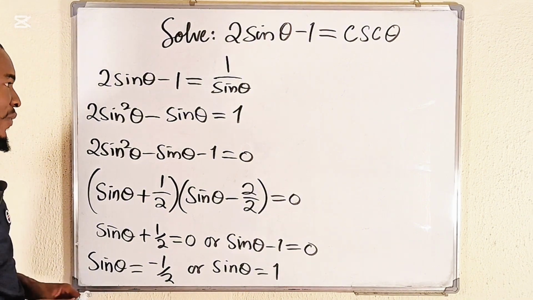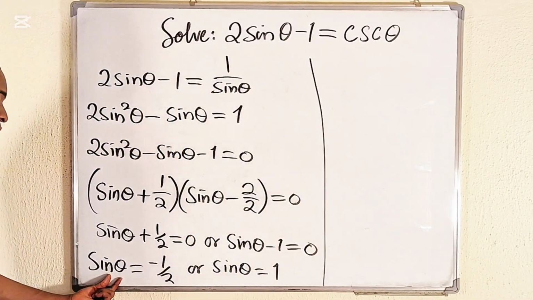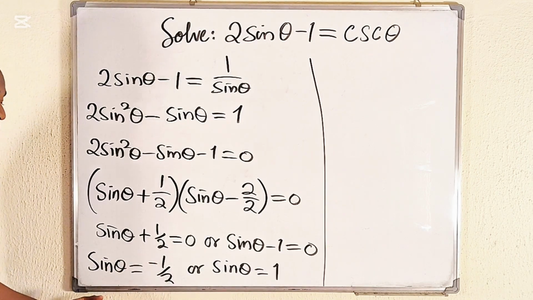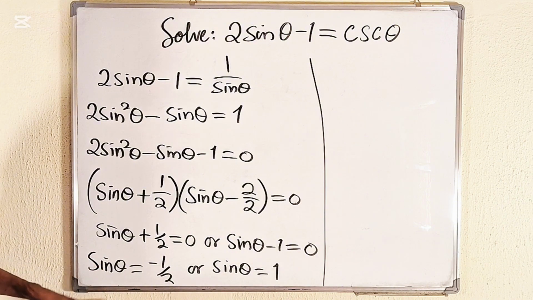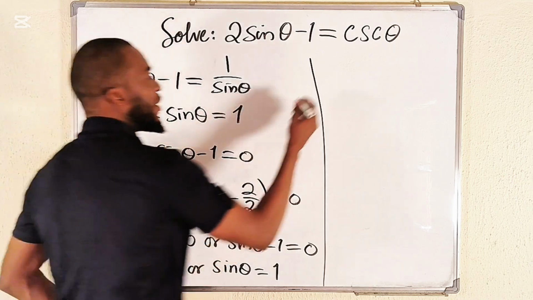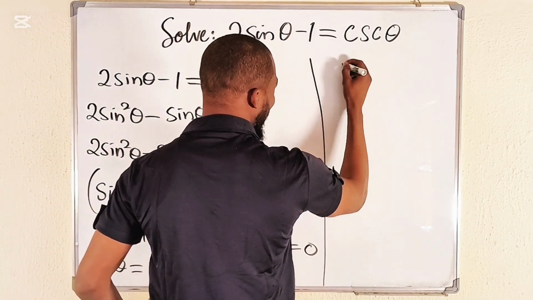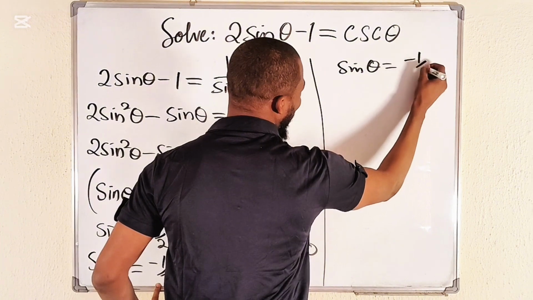So let's start with the first one here. If sine theta is equal to negative 1 over 2, then should we solve for 1? Then we go to the other, or let us take them simultaneously. Then sine of pi minus theta will also be negative 1 over 2. So let me start with the first one. Sine theta equals negative 1 over 2.